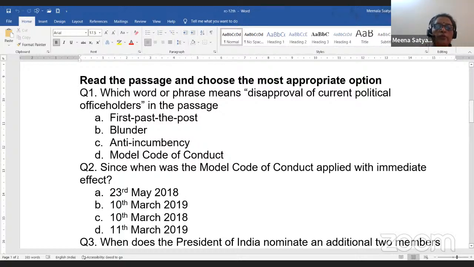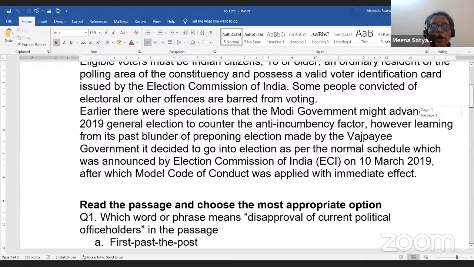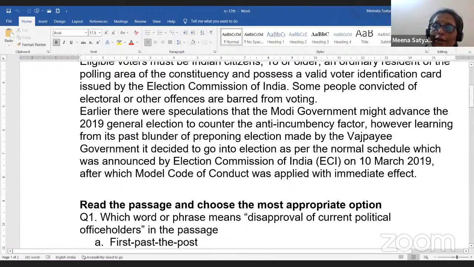Conduct. So remember, same spelling, but different pronunciation and different meaning. Conduct, con. So it's behavior. Disapproval of current political office holders: you have the word anti-incumbency. Incumbent is nothing but those who are in power. That's why I use the word. In case you read the newspaper regularly, immediately you will know it is anti-incumbency.